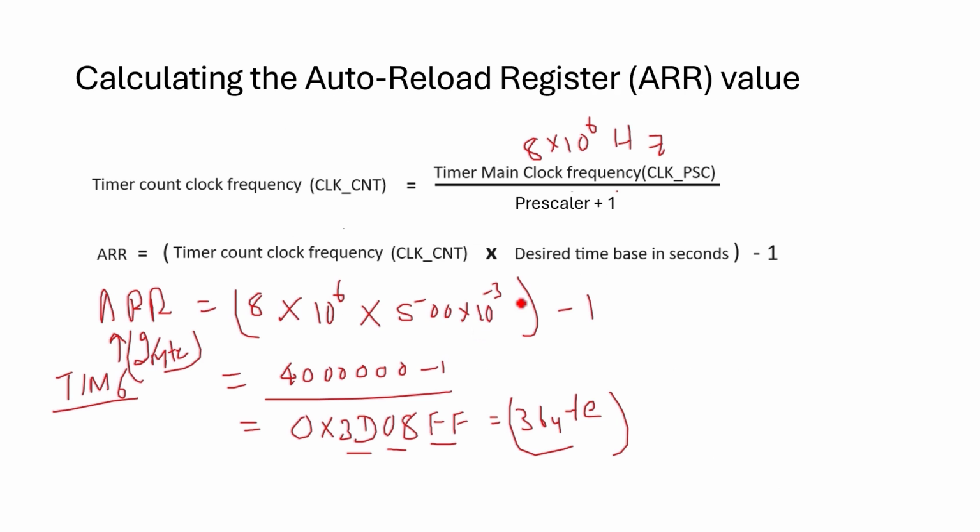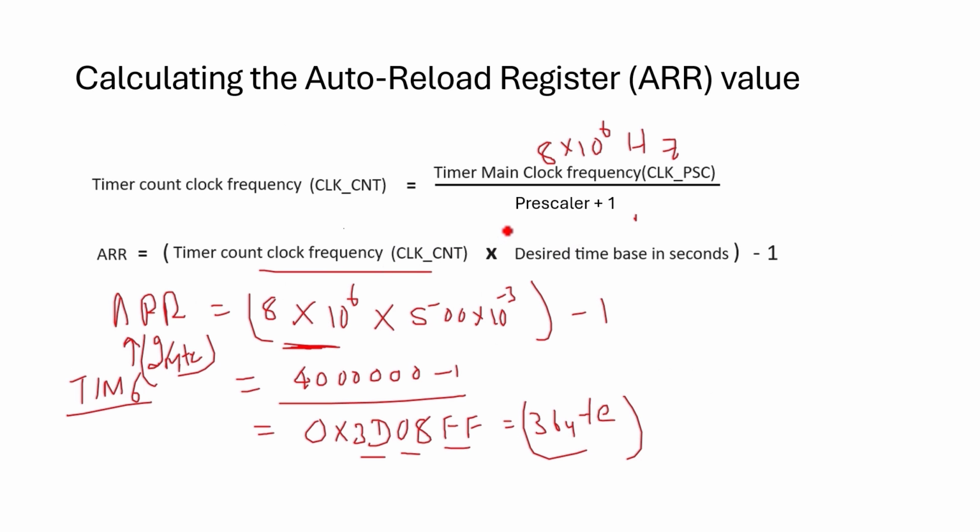How do we do that? Now we'll do one thing. We can do that by reducing this value. How do we reduce this value? We reduce this value by using this prescaler. Let's say I set the prescaler to 7. So 7 plus 1 becomes 8. 8 divided by 8, so this clock becomes 1 megahertz.